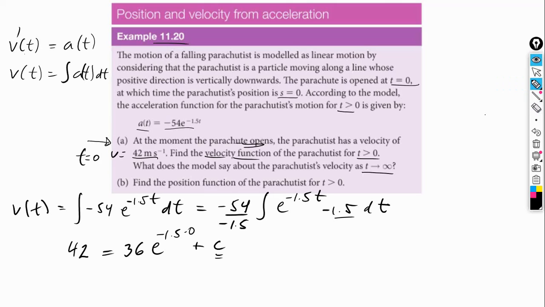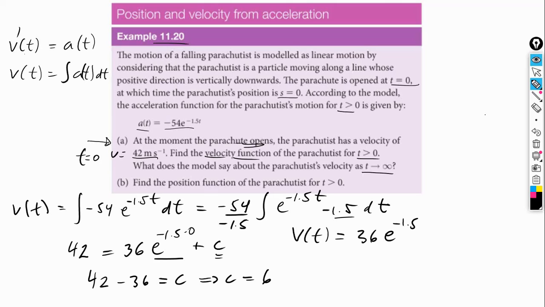So notice that this would become 1 because e to the power of 0 is 1. So that means that 42 minus 36 is equal to c. Therefore, c is equal to 6. So that implies that the velocity function is then going to be 36 Euler's number to the power of minus 1.5t plus 6. So that would be the first part of the question.